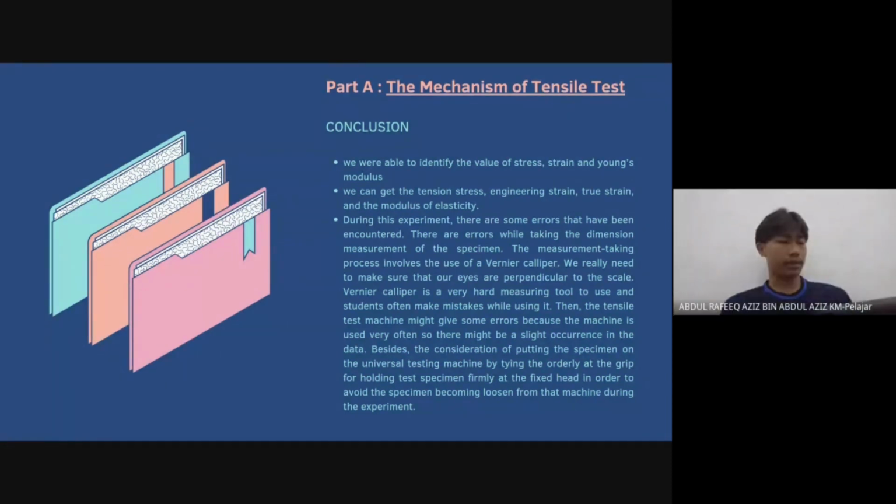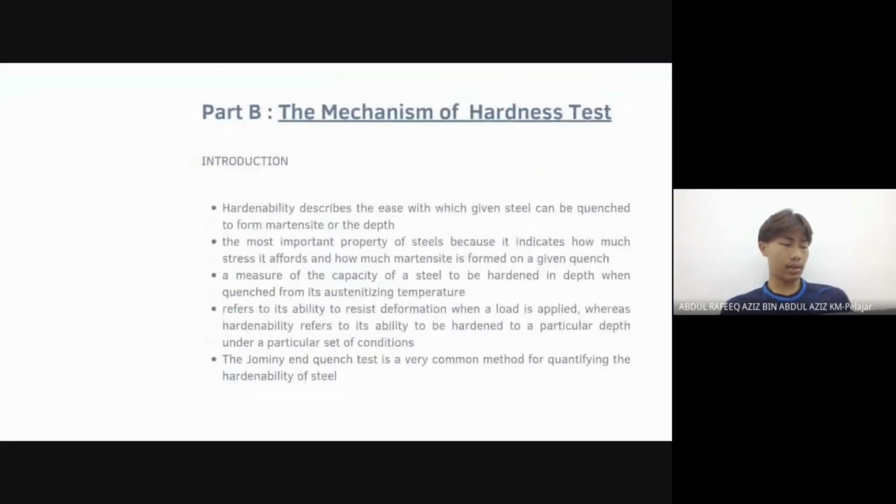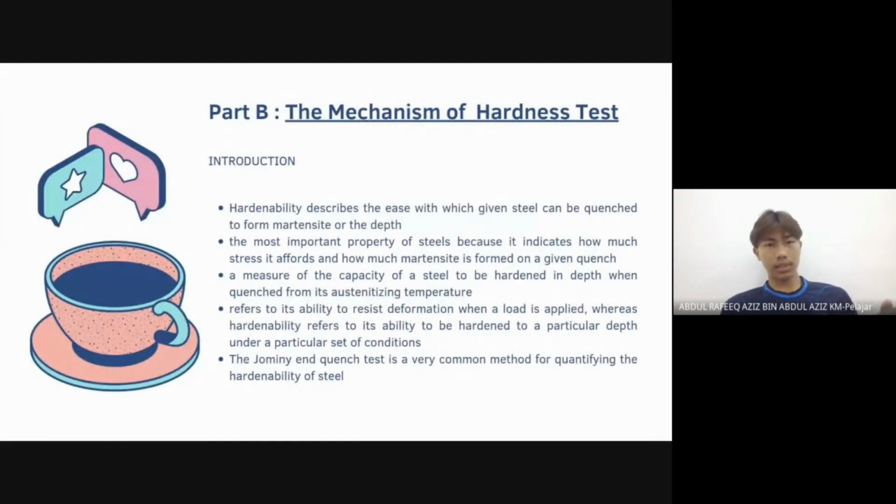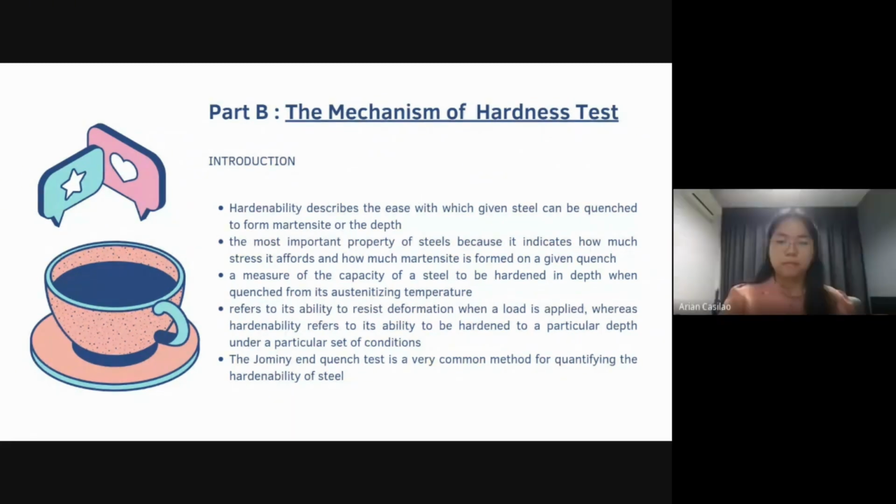Alright, thank you, Aryan. So we are done with part A. So we continue with part B, which is the question that gives us a situation, and we need to choose the test that is suitable for the situation, and we have chosen the mechanism of the hardness test. So Aryan, can you explain to us the introduction and theory of the hardness test?